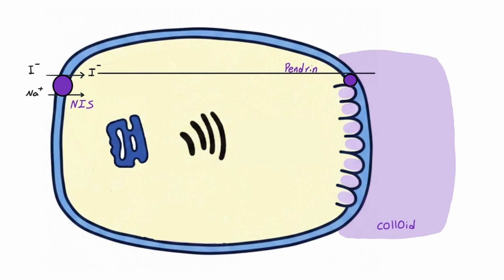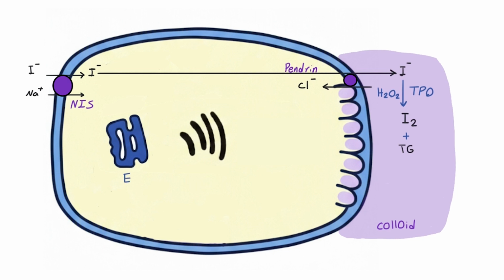However, this is not the end of the process. For iodine to participate in subsequent reactions, it must be converted into its active or oxidized form. This is carried out by the enzyme thyroid peroxidase with the help of hydrogen peroxide. After oxidation, the activated iodine must bind to a large glycoprotein called thyroglobulin.